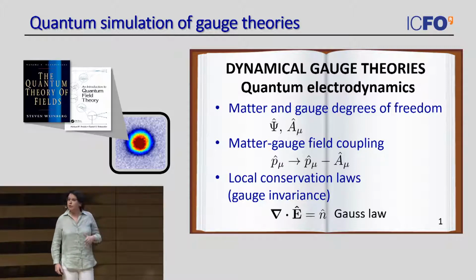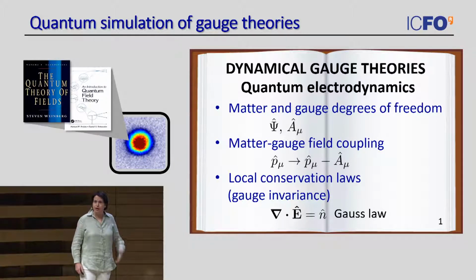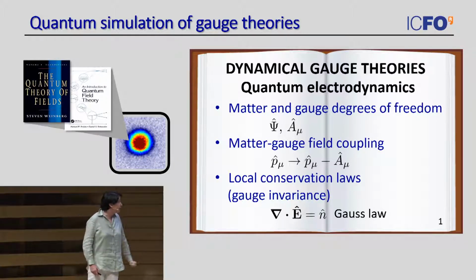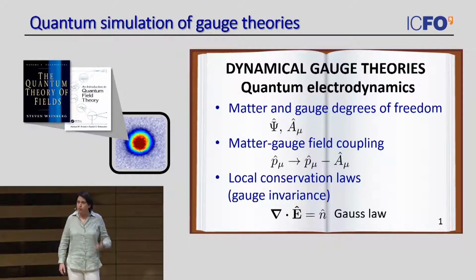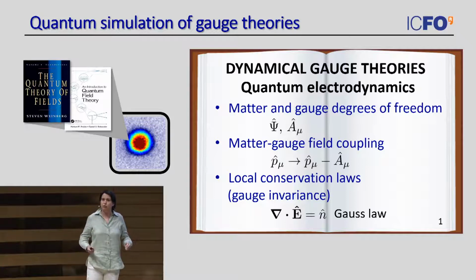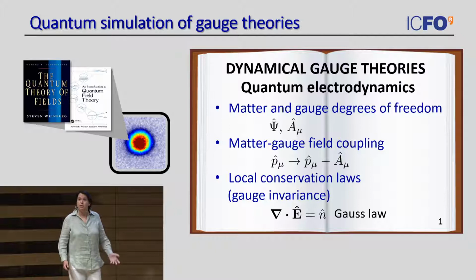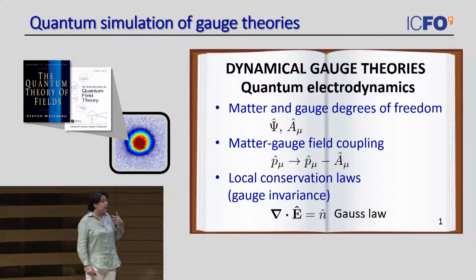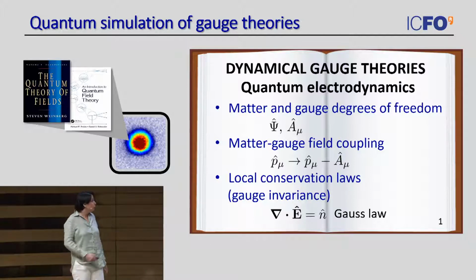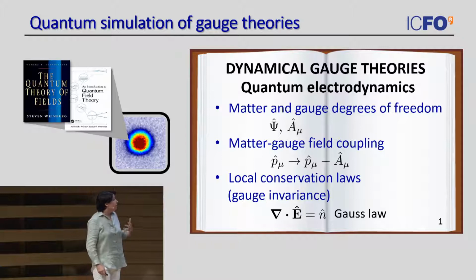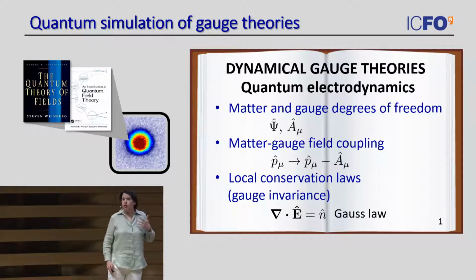And we can do that starting from the simplest gauge theory that we all know about, which is quantum electrodynamics, and we see that we actually just need 3 ingredients. First of all, we need to have a system with matter and gauge degrees of freedom. For QED, we need to have electrons and photons. Then these gauge fields need to be minimally coupled. That means that in the kinetic part of the Hamiltonian, we need to replace the momentum operator P by P minus A. And then finally, we need to have a system that conserves the electric charge.